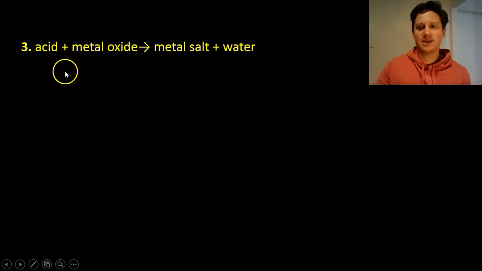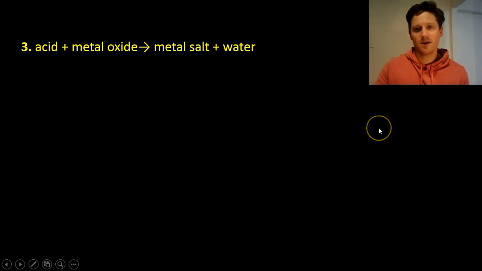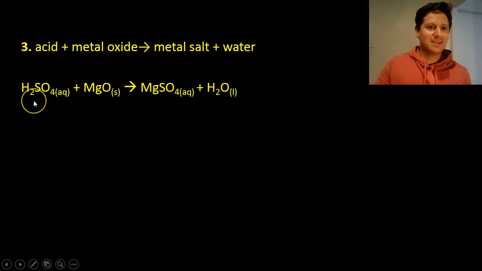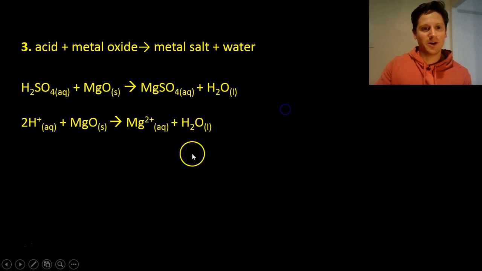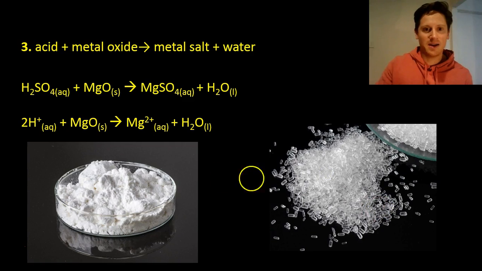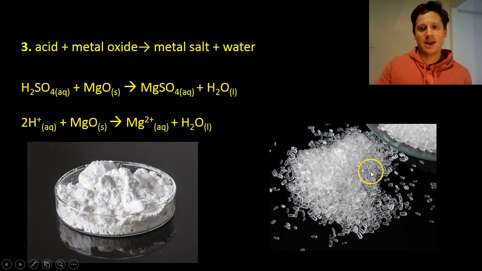The third one is an acid plus a metal oxide will go to a metal salt and water. So acid plus oxide goes to salt plus water. Again, sulfuric acid we'll have a look at, and you're going to go to magnesium. This one's magnesium oxide. Metal oxide is the addition of oxygen to a metal, and you're going to get magnesium sulfate plus water. The ionic equation, again, 2H plus MgO goes to Mg2 plus, your metal ions, and your water.